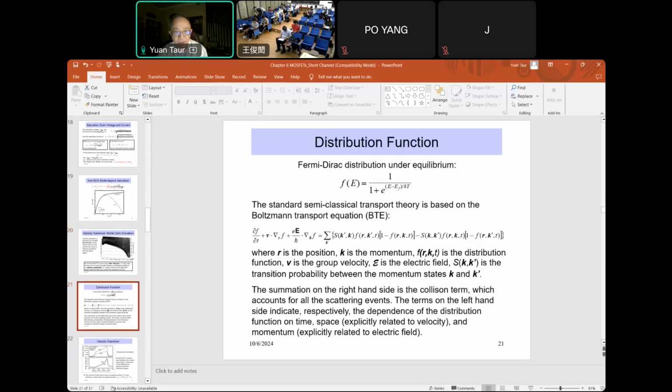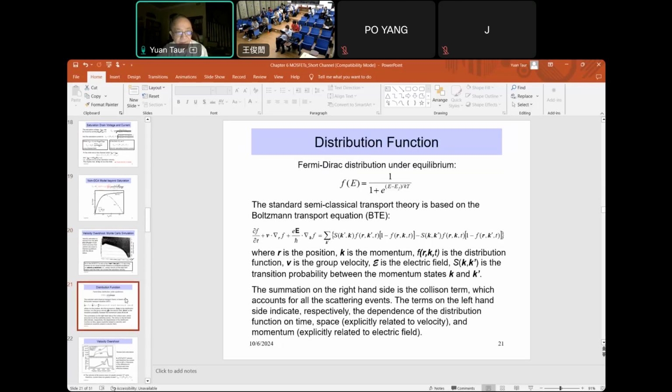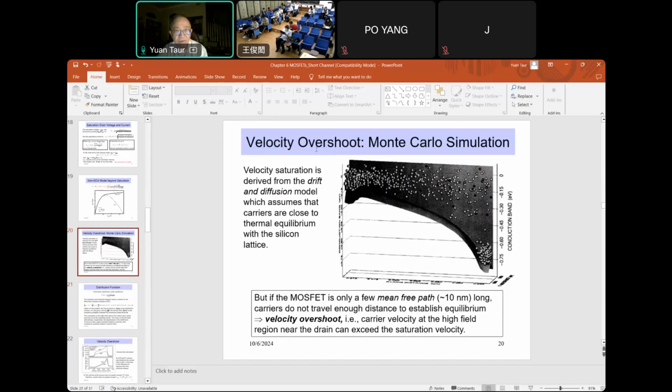Okay? But it allows you to look at the physics. If you look at the transport equation, it basically says that for a carrier to go from an initial state to a final state, the initial state is occupied and the final state is empty, instead of going to the lowest empty states. And if you allow this, then we have the so-called velocity overshoot.